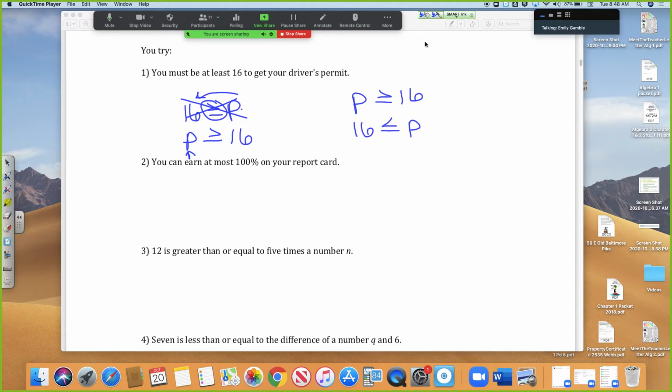All right, number 2, you can earn at most 100% on your report card. Again, there's no variable, so you can use any variable that makes sense to you. What did you guys get for number 2? You can earn at most 100%. John? C is less than or equal to 100. Perfect. C is less than or equal to 100.